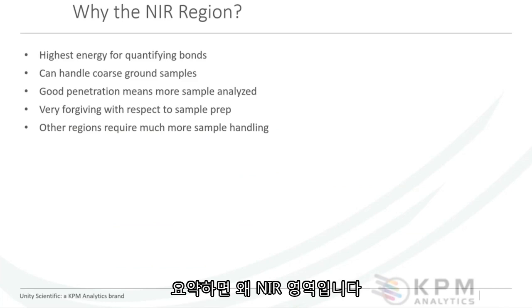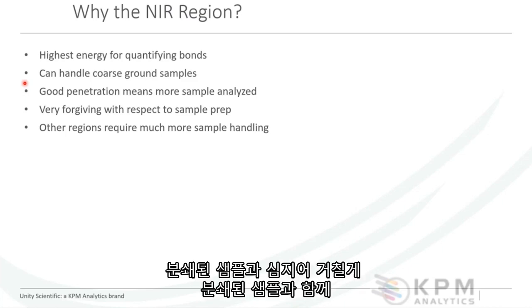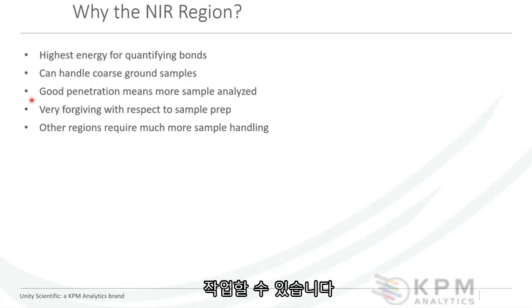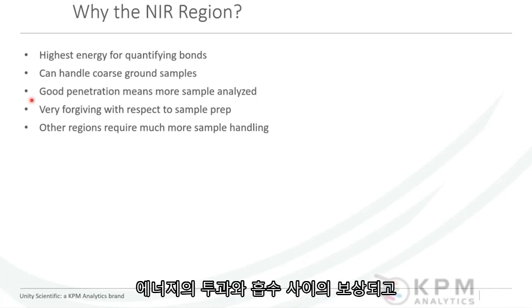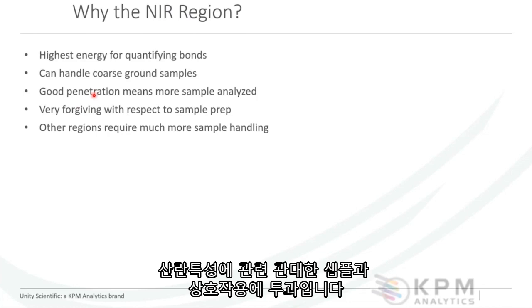So in summary, why the NIR regions? Well, we get the highest energy for looking at bonds. We can look at coarse materials. So especially for working in reflectance, this is a great area where we get the right interaction with the sample, and we can work with ground samples and even coarsely ground samples. We get decent penetration, so it means that the light is actually interacting with the sample. The penetration, if you remember, is a compromise between penetration and the absorptivity of the energy. So this region gives us decent penetration and interaction with the sample.